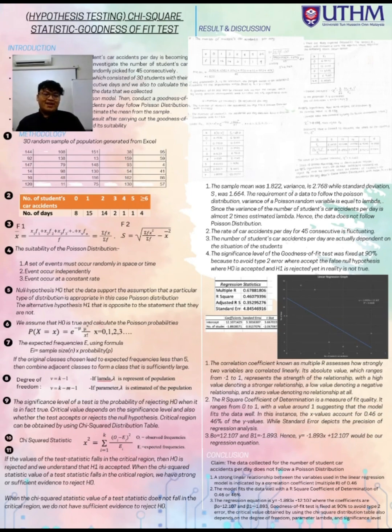For number six, we assume that H naught is true, and we calculate the Poisson probabilities by using the formula, which is e to the power of negative lambda times lambda to the power of x over x factorial, and x must be an integer of 0, 1, 2, 3, and so on.